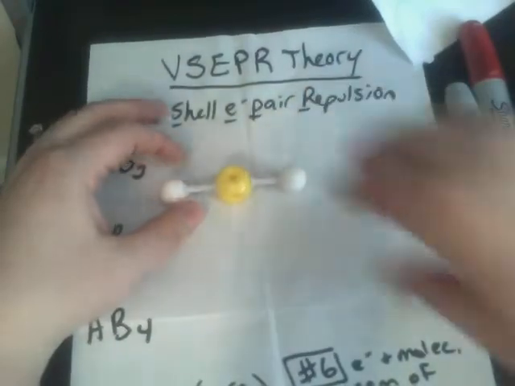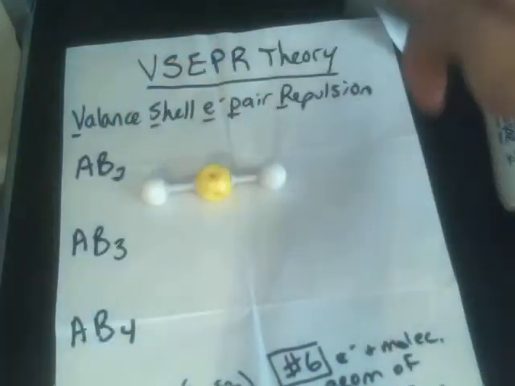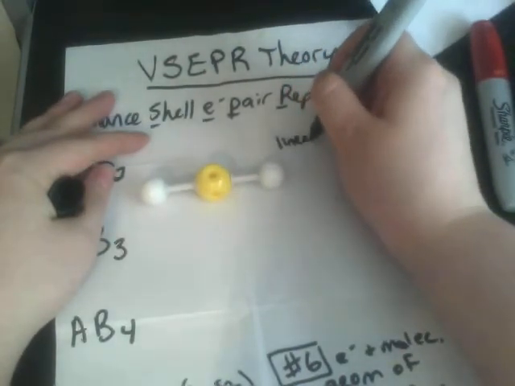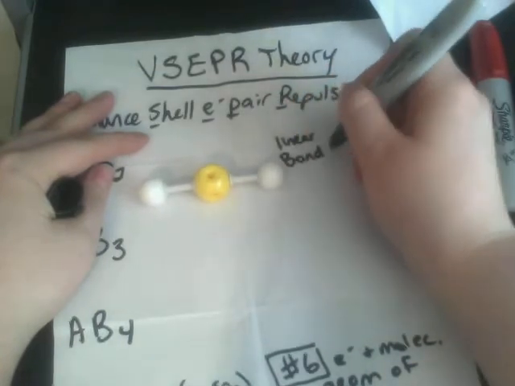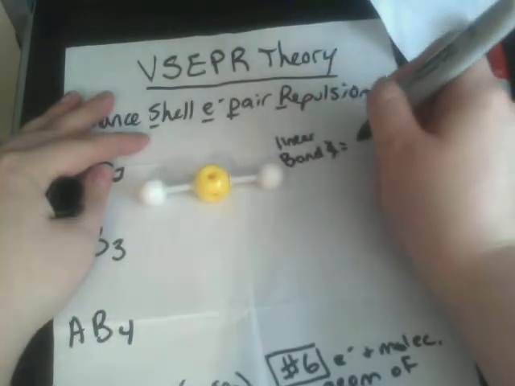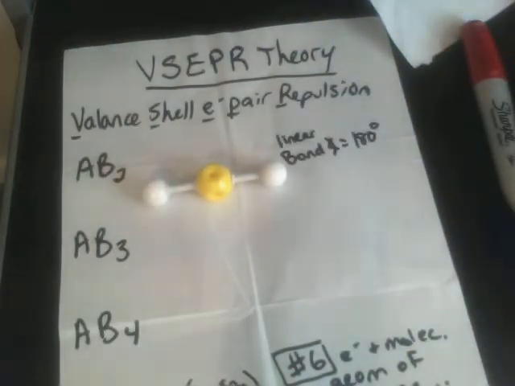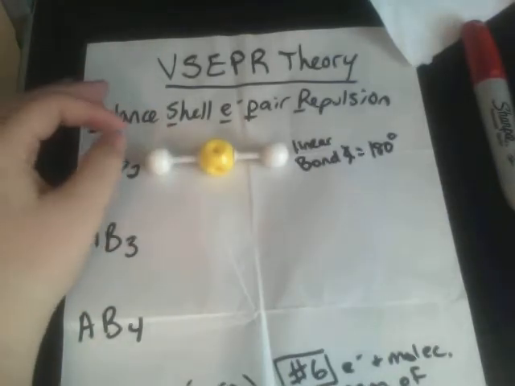So what can we conclude about the AB2 structure? So we're going to conclude that it's linear, and we can conclude that the bond angle is 180 degrees. So that's the first thing that we can conclude about linear, right?